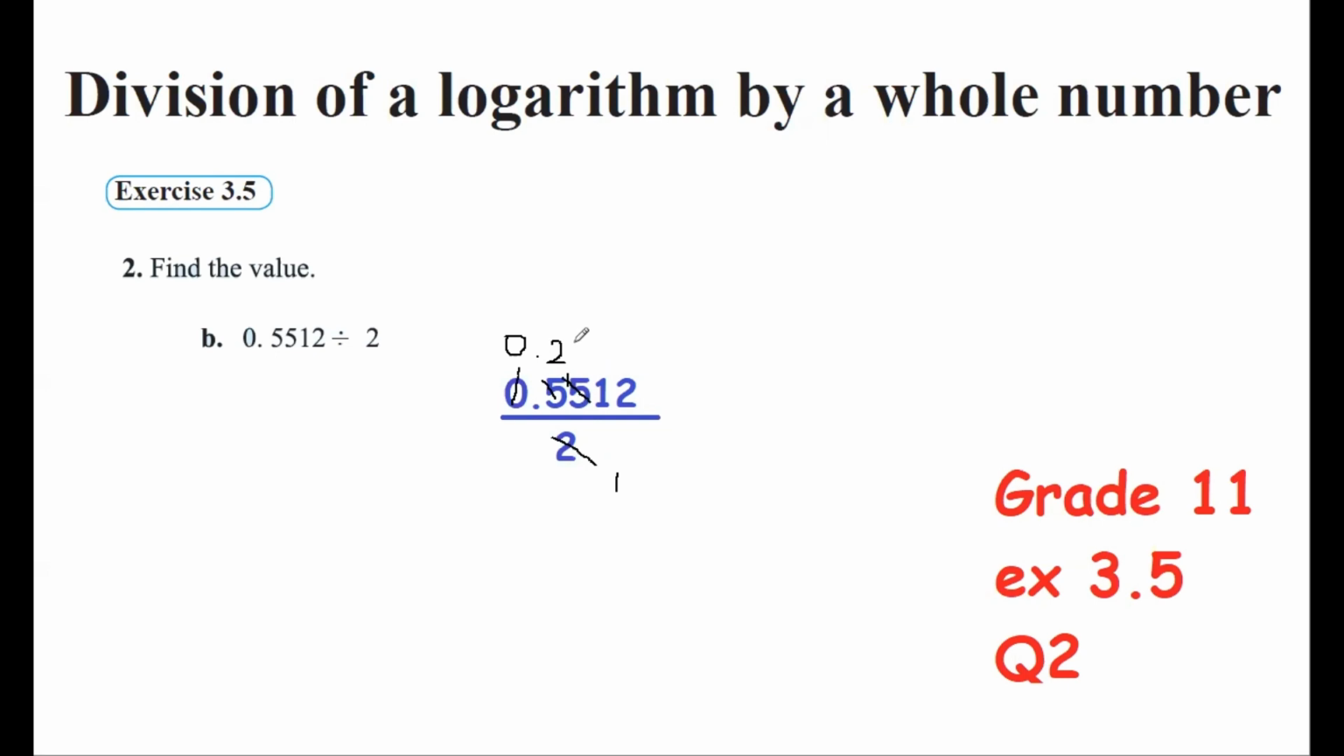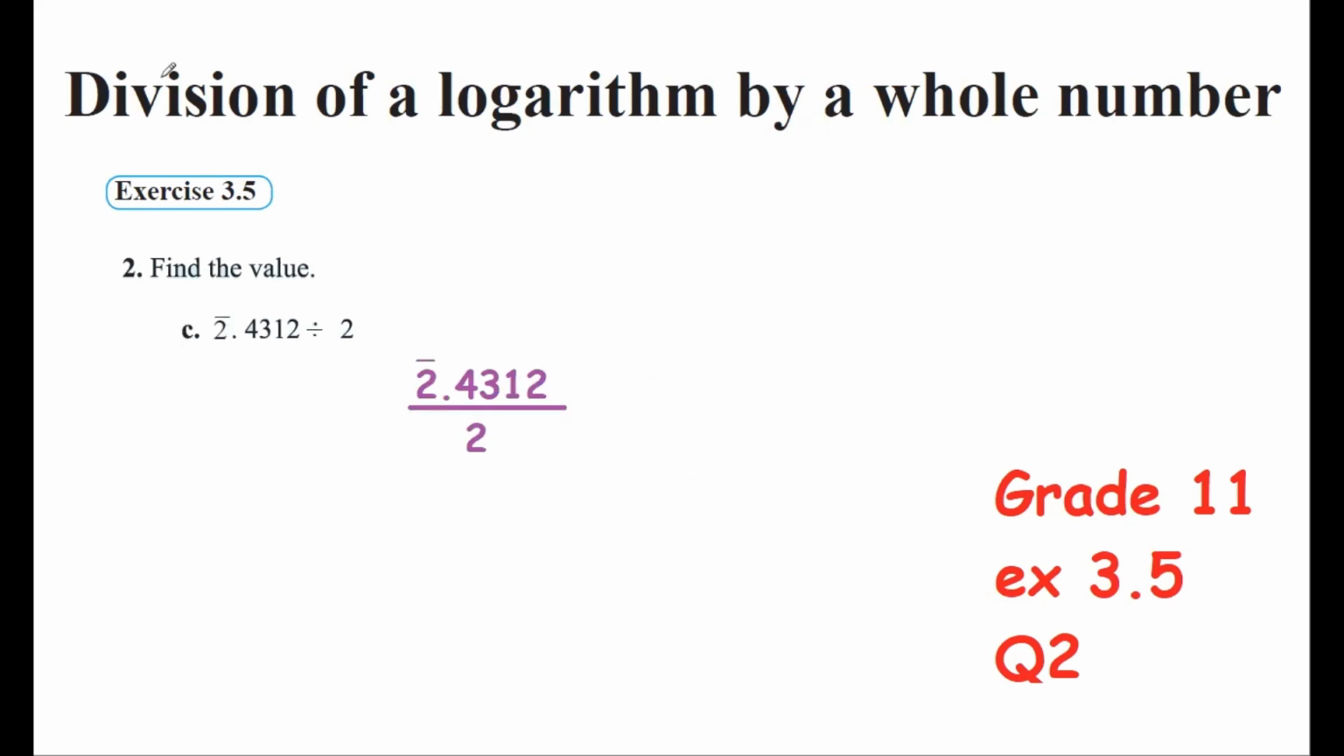15 has how many 2's? There are 7. 2 times 7 is 14. Again, there will be a 1 remainder. The remaining one we write next to the number over here. So the number now looks like 11. 11 divided by 2 gives 5. Again, 1 remainder. So the remaining one again we write next to the 2. So now the number looks like 12. 12 has how many 2's? There are 6. So we get the answer as 0.2756.